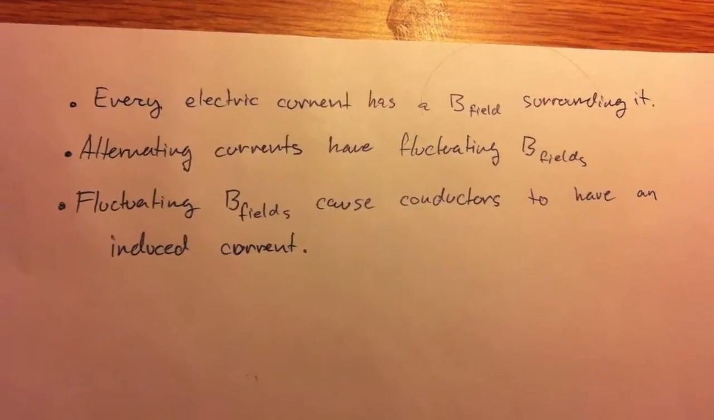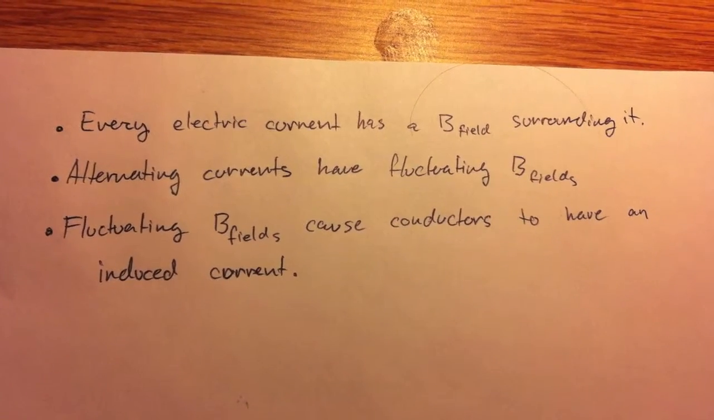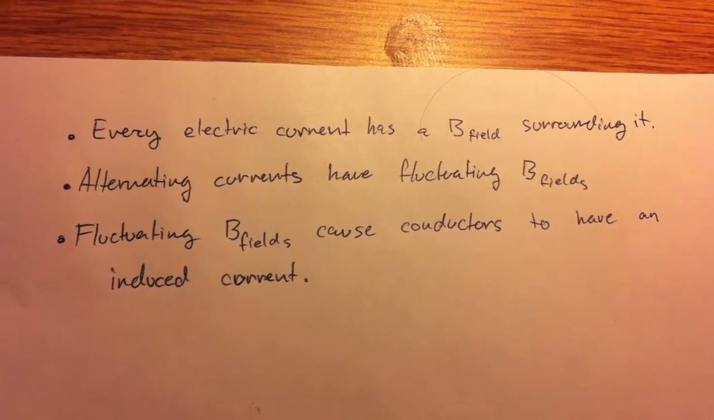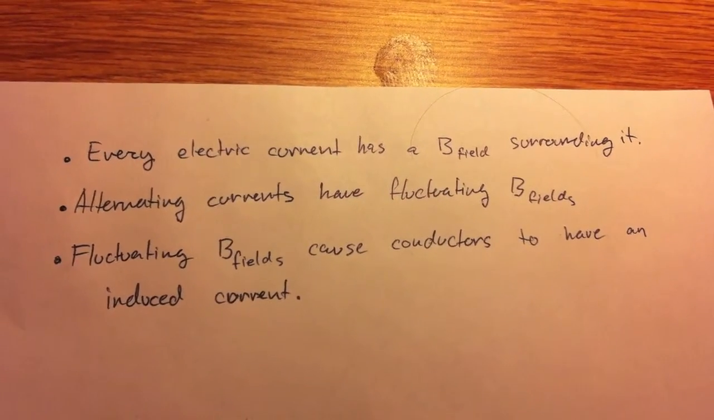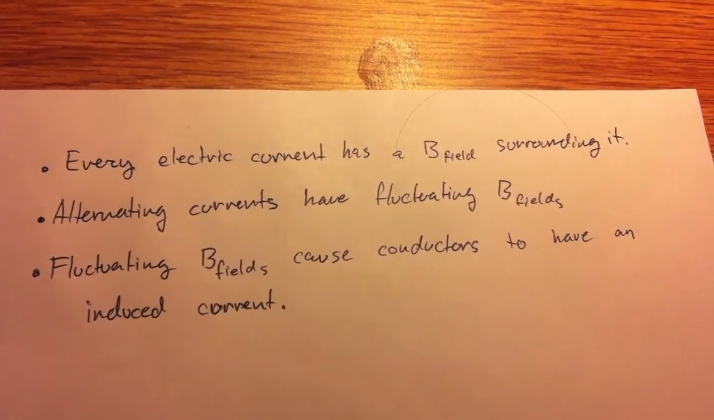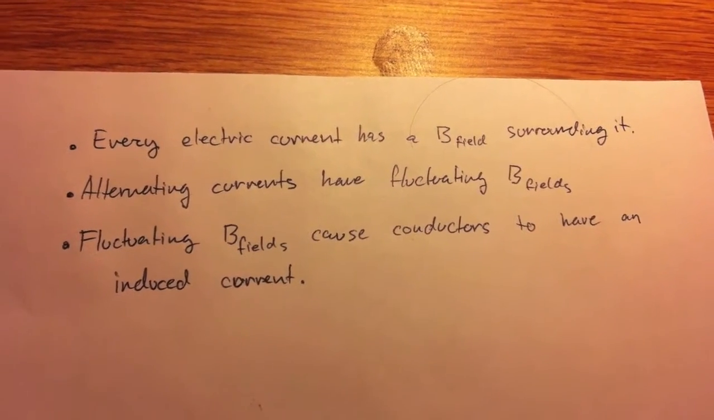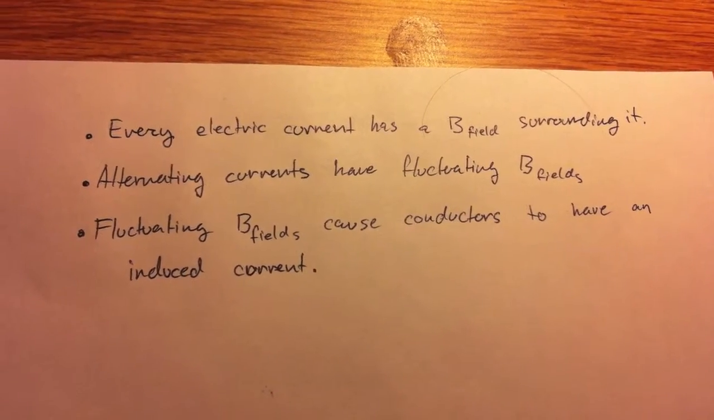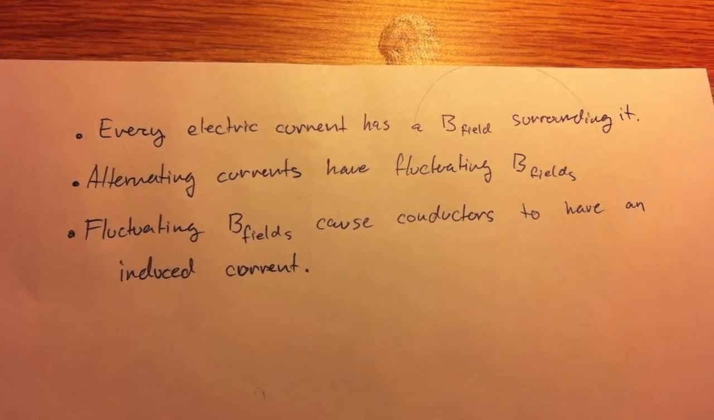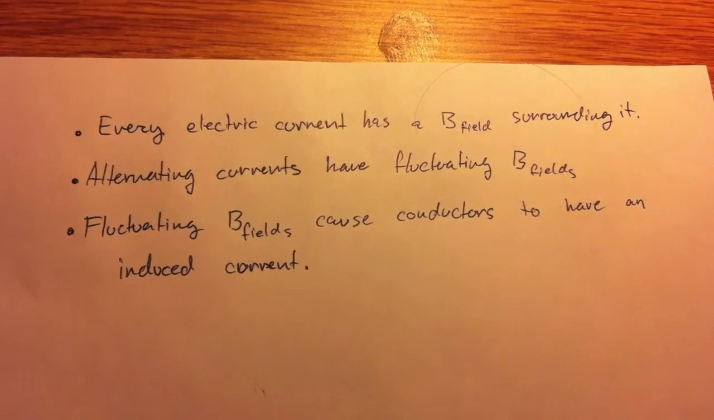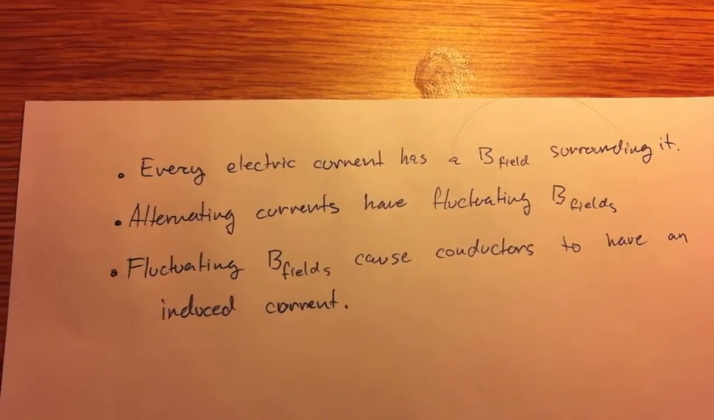Okay, so every electric current has a magnetic field surrounding it. Alternating currents have fluctuating magnetic fields. Fluctuating magnetic fields cause currents to flow in conductors placed within them. So knowing this, we can say that the changing magnetic field associated with an alternating current induces a current in a second conductor placed in that field. And this is basically the way an induction stovetop works.